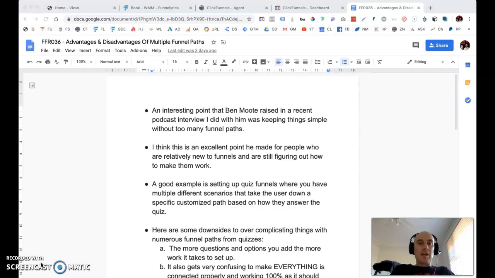We're going to be taking a bit of a look at the advantages and disadvantages of multiple funnel paths. An interesting point that Ben Moot raised in a recent podcast interview that I did with him was how important it was to keep things simple and not to go overboard with having too many funnel paths. And I think this is an excellent point for people that are relatively new to funnels and still figuring out how to actually make them work and how to start making money.